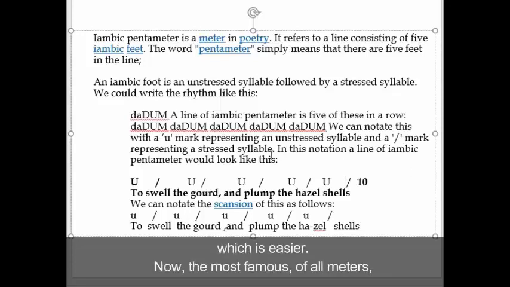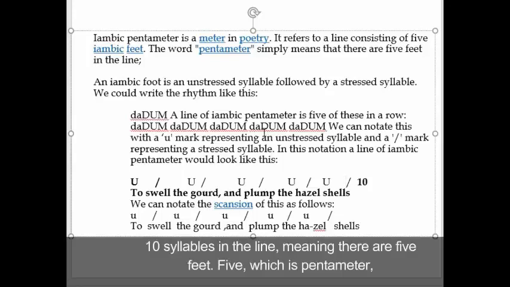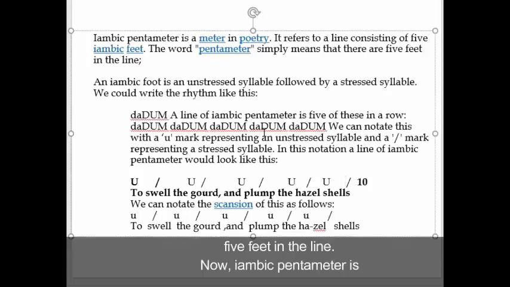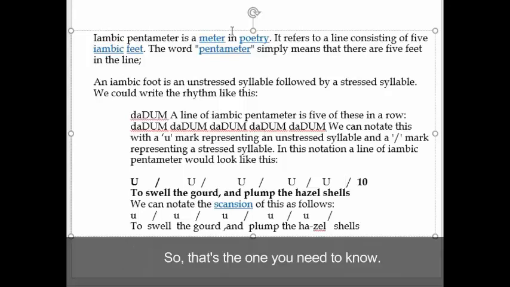Now, the most famous of all meters is called iambic pentameter. What that means is there are 10 syllables in the line, meaning there are 5 feet. Pentameter means 5 feet in the line. Iambic pentameter is the most famous because Shakespeare wrote the majority of his plays using iambic pentameter. So that's the one you need to know.